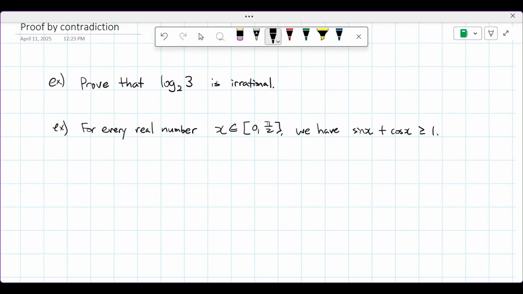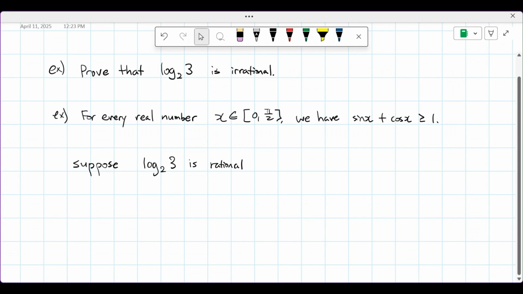The first step we need to do is suppose the negation. If you look at the first example, prove that log base 2 of 3 is irrational. So we're going to suppose that log base 2 of 3 is rational. The negation of irrational is rational. In math, when a number is rational, it means that we can represent the number as a fraction P over Q, where both P and Q are integer values.